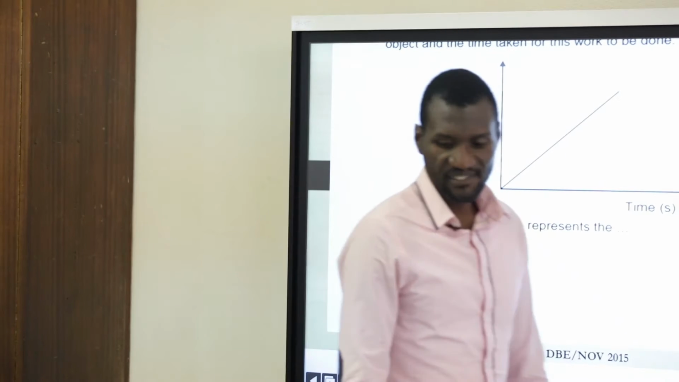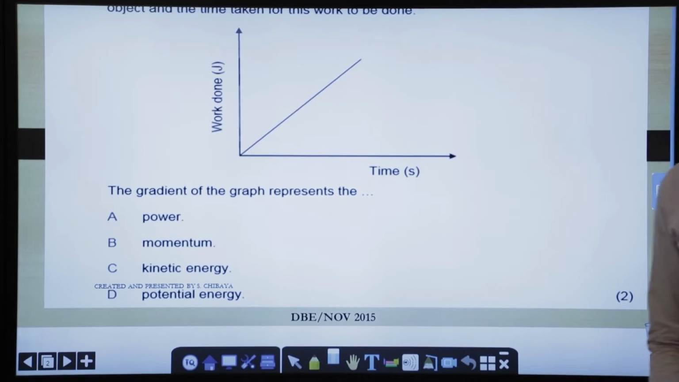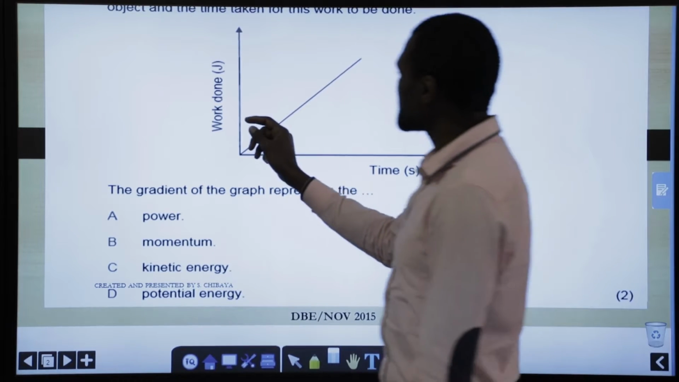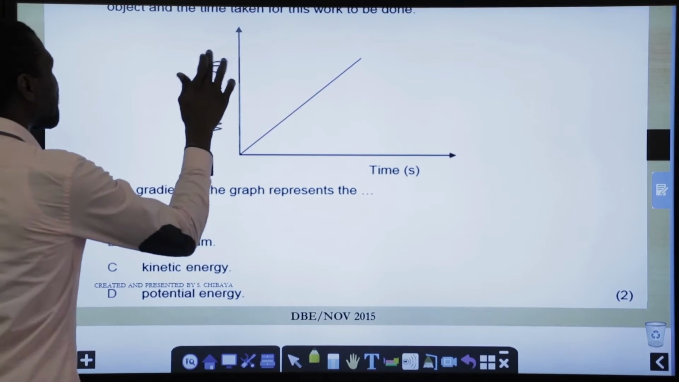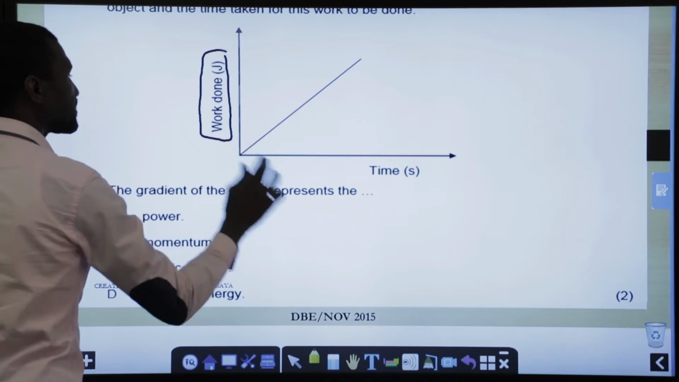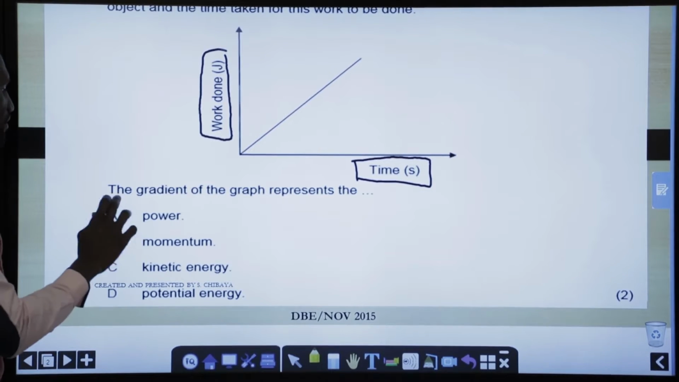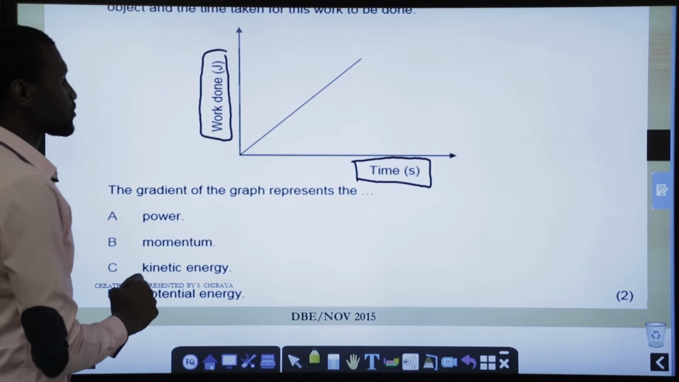This question reads, the graph represents the relationship between work done on an object and the time taken for this work to be done. So there is, on the y-axis, work done, and on the x-axis, you have got time. The question asks, the gradient of the graph represents... think of it, what does the gradient show you?